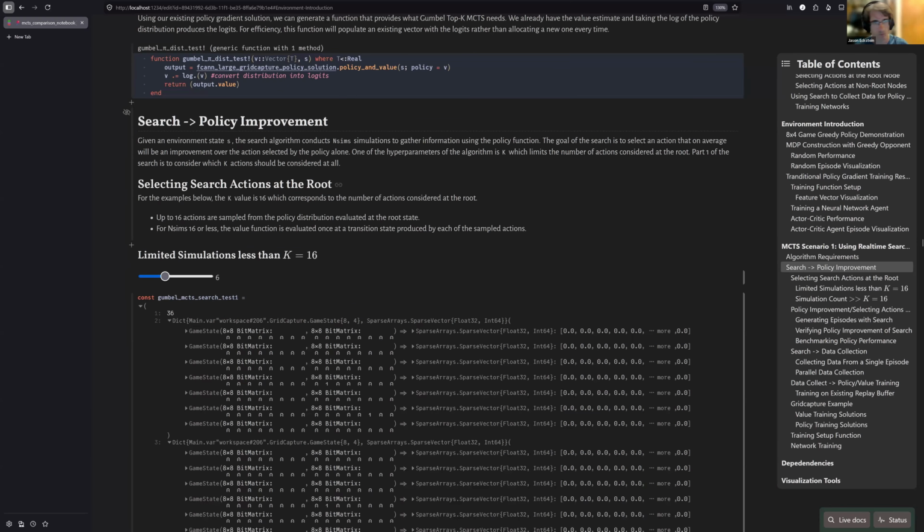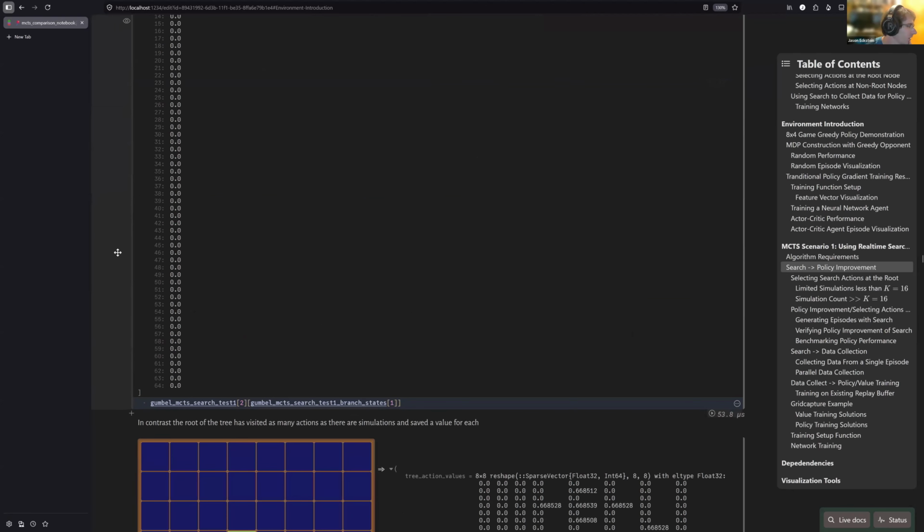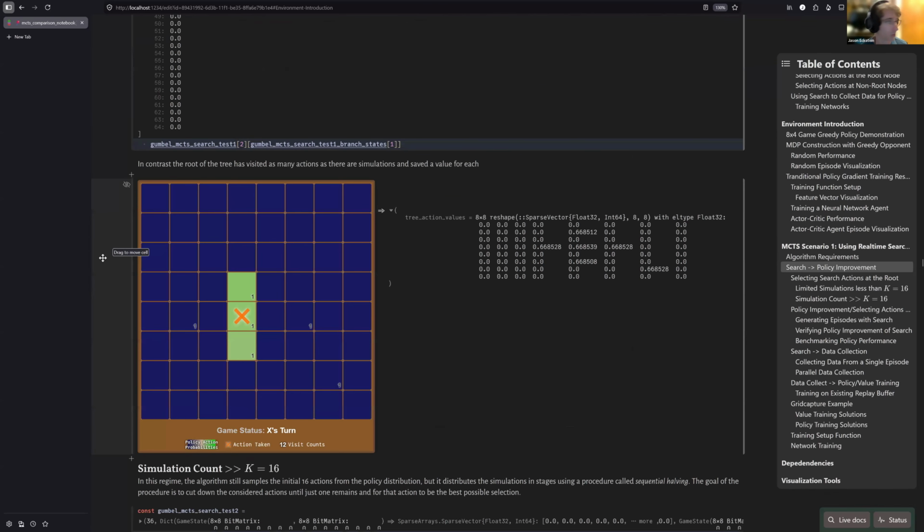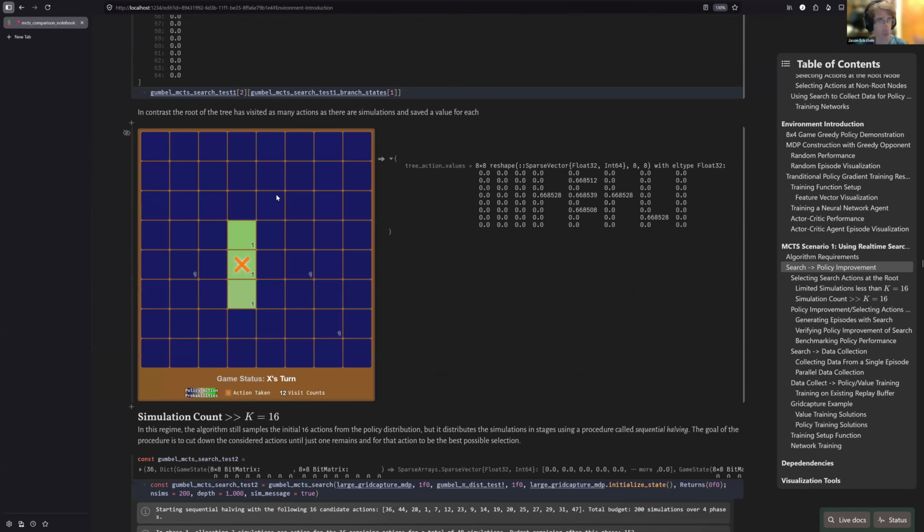So now, where did these 6 actions come from? And actually, I'll show it here. What does this actually look like? So here now I'm showing the root of the tree.